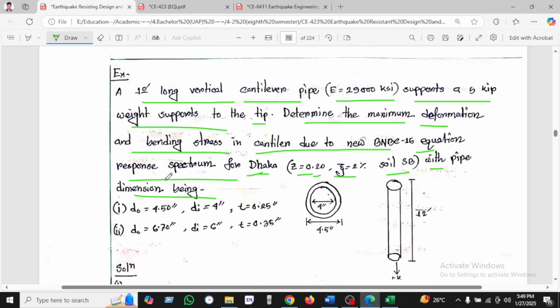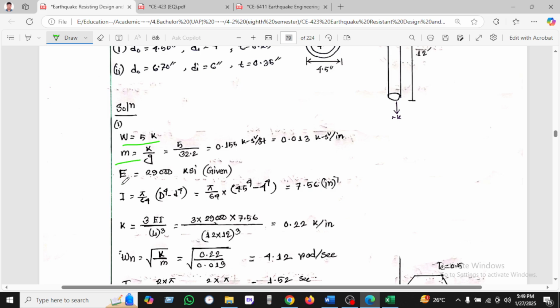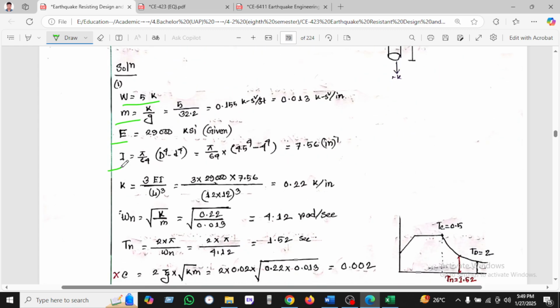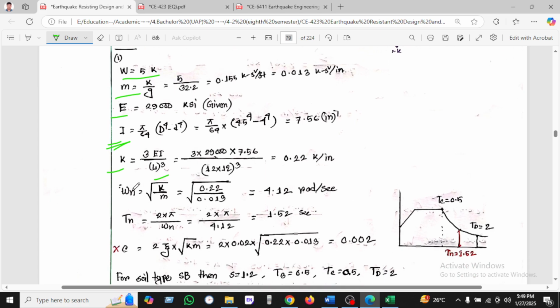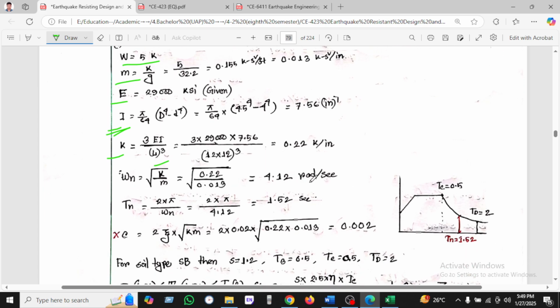W equal to 5 kip is given, and we are calculating m equal to W divided by g, and E equal to found, and I equal to pi, as this is circular, that's why moment of inertia has been found this way, and K equal to 3EI by L cubed as the pipe is circular and hollow, and omega equal to root over k by m, we will use this here, and time period 1.52 we will use. This is not a structural response, this is just damping, it is related to damping.